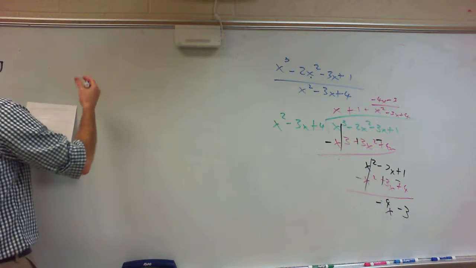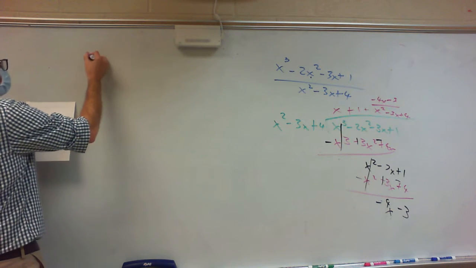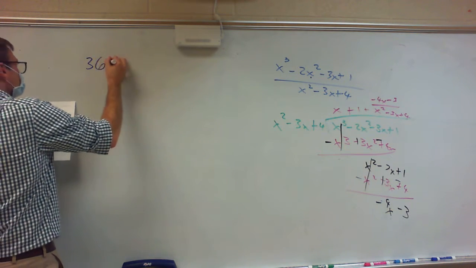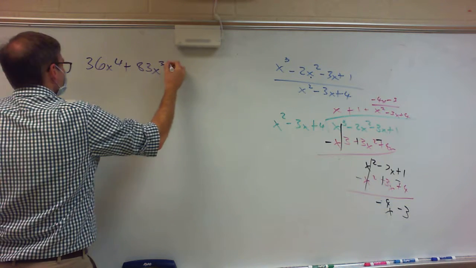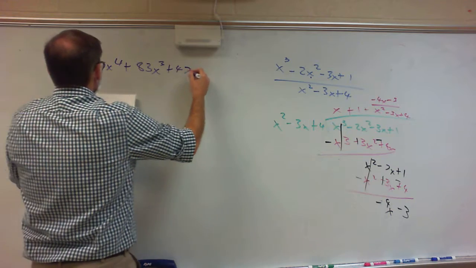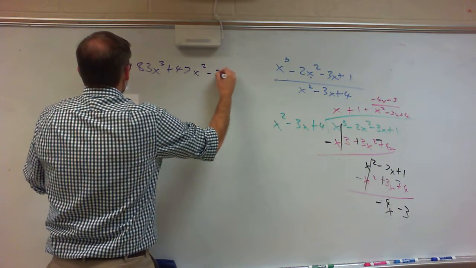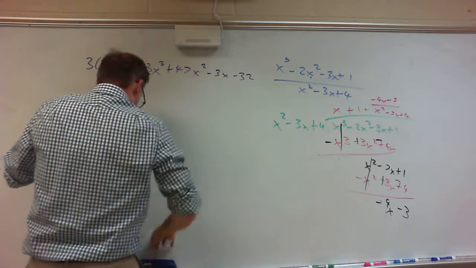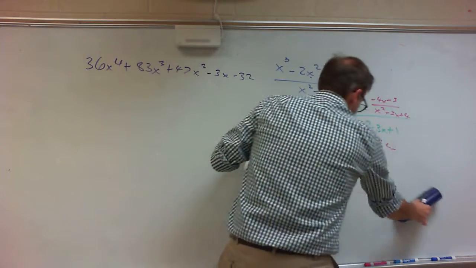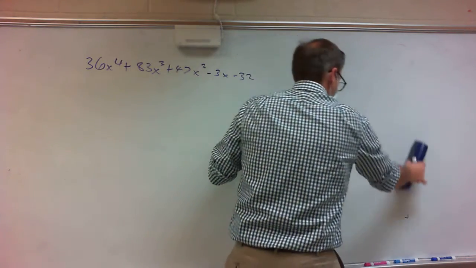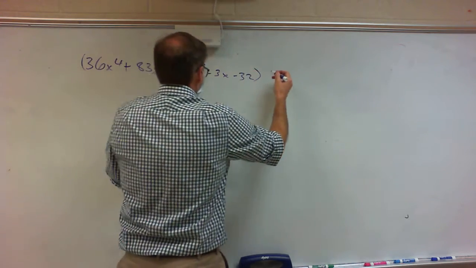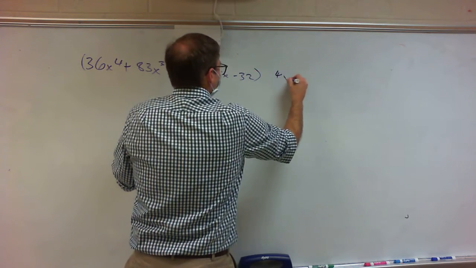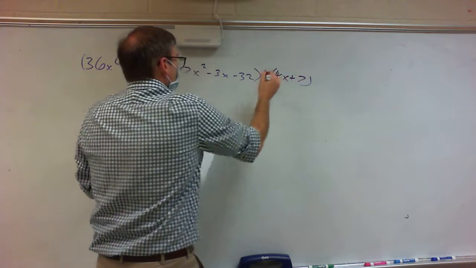So problem 9 was this thing. It was 36x to the 4th plus 83x cubed plus 47x squared minus 3x minus 32. All of that. And they're saying divide this whole thing by 4x plus 7.